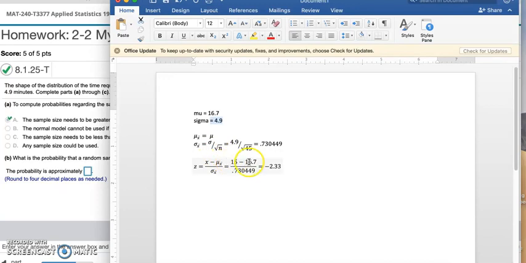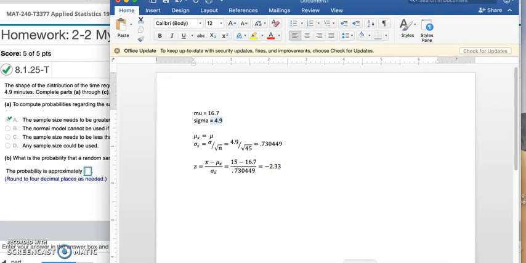So we have 15 minus 16.7. Remember that 16.7 is from the problem. And that over the standard deviation, 0.730. Once we type that into the calculator, I get negative 2.33. Now here we only need to round it to 2 decimal places because when you look at the standard normal distribution table, it only goes to 2 decimal places. So you need to round it there.